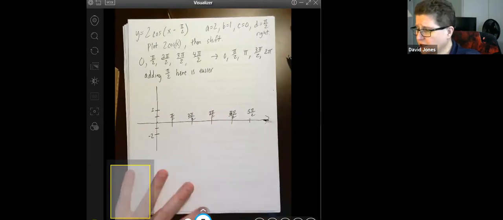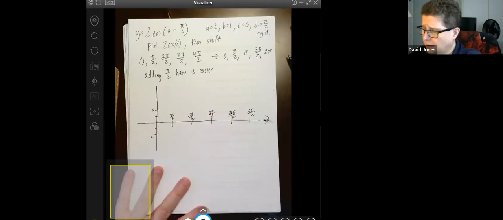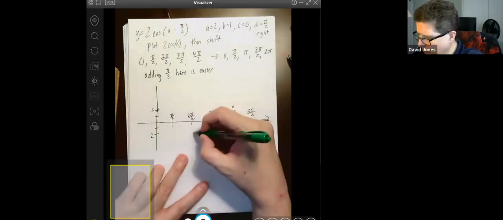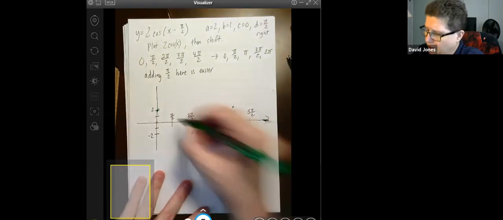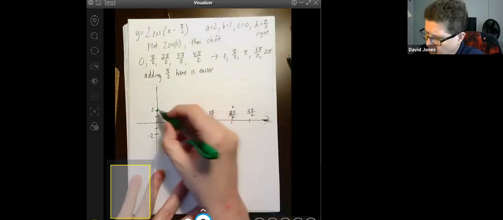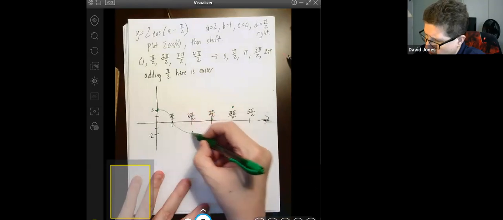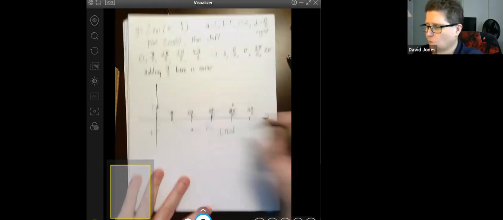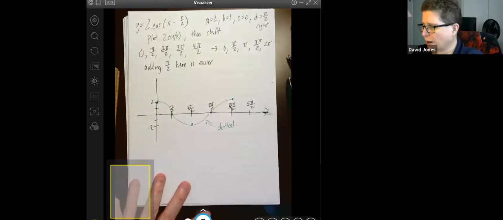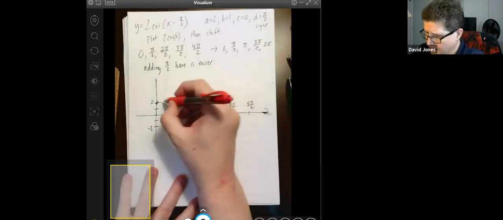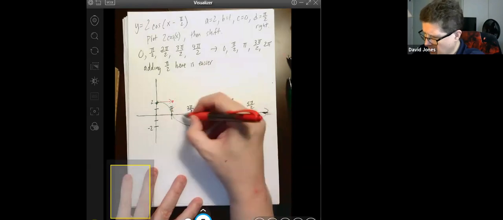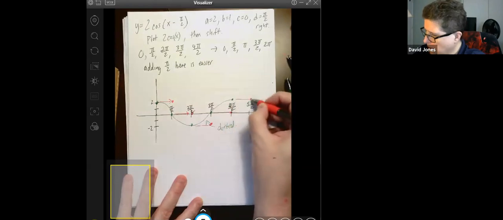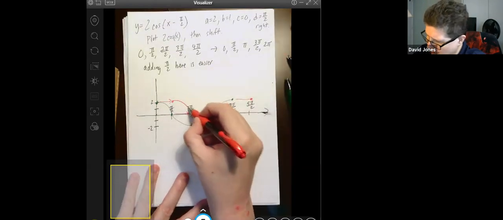So the base graph of cosine, at 0 and the end point, it's at a. And at the midpoint, it's at negative a. And the quarter points are 0. That should have been dotted. Now everything shifts right by pi over 2. And our graph does this.